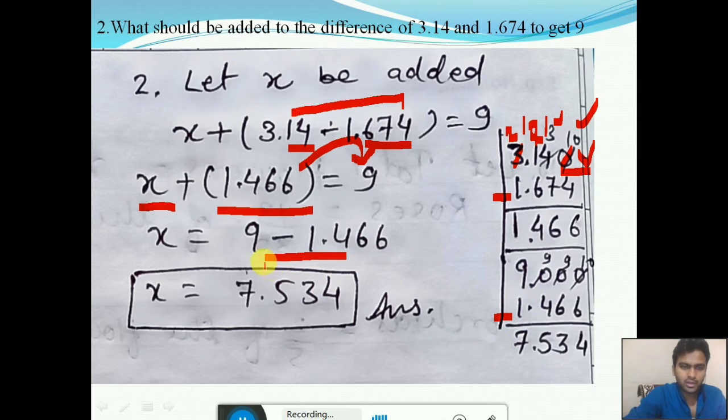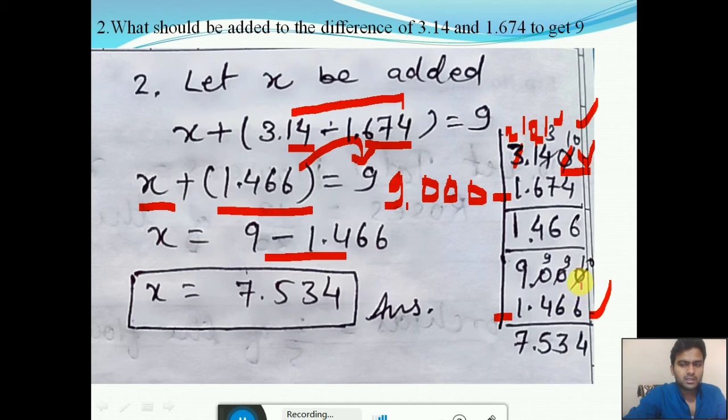9 is a whole number and this is a decimal number. So just see how many numbers there are after the decimal point. 1, 2, 3 numbers are there. So after the 9 we will put a dot and write three 0s to make it like decimals. Now we can easily subtract 9.000 with 1.466.